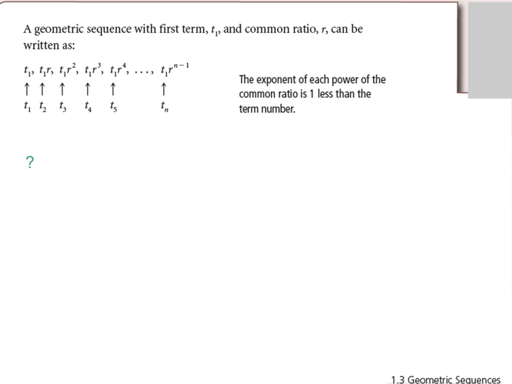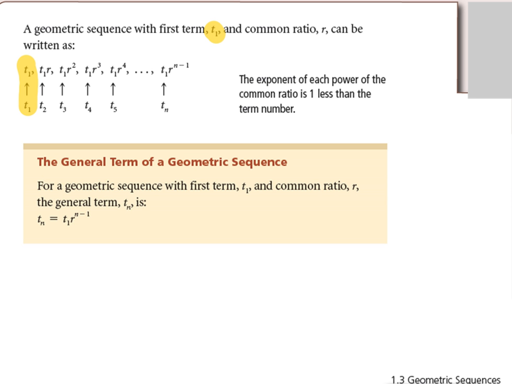Well, let's bring this knowledge together. Geometric sequence. The first term is T1. The second term is T1 times the ratio. Then we go multiply by the ratio again. And as I said, the term number is always 1 more than the exponent. Or the exponent is 1 less than the term number. Which gives us our formula, which is on your formula sheet. T1 times R to the n minus 1.